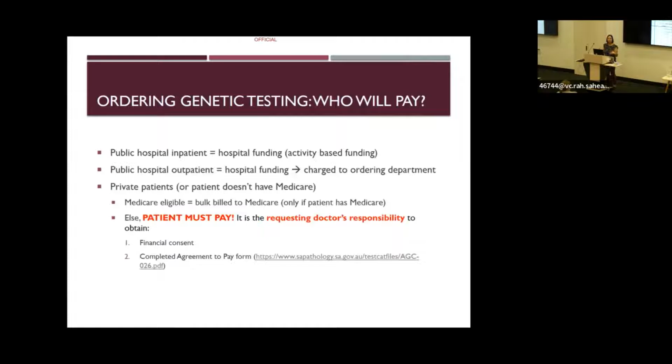So if they're a public hospital inpatient, it's covered by hospital funding, activity-based funding. If they're an outpatient, it's covered again by the hospital, but it will be charged to your department.